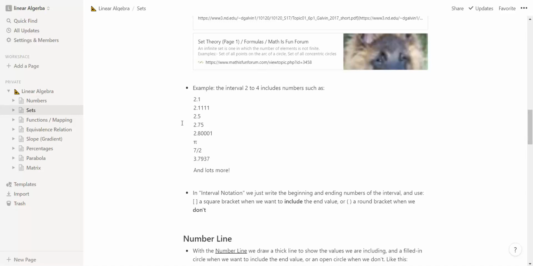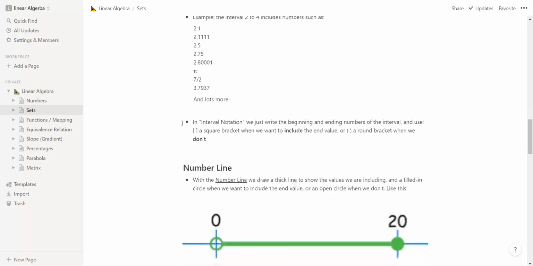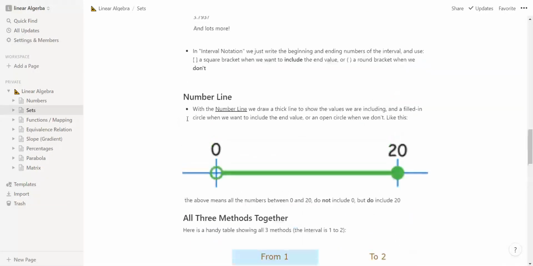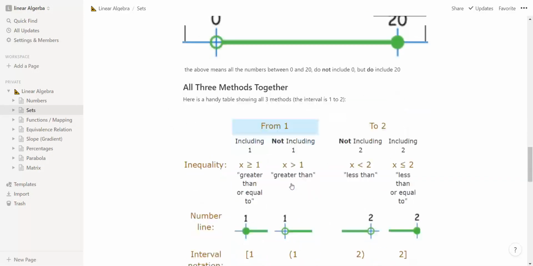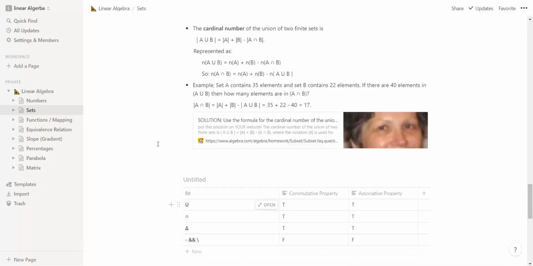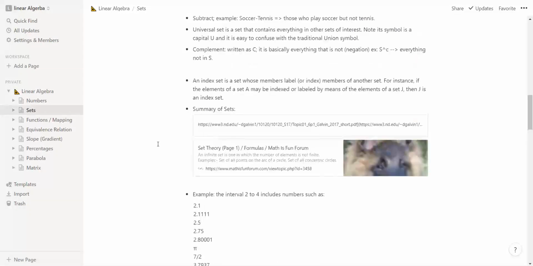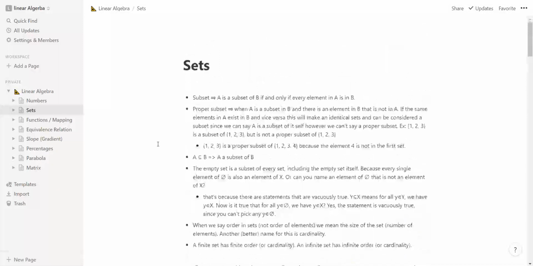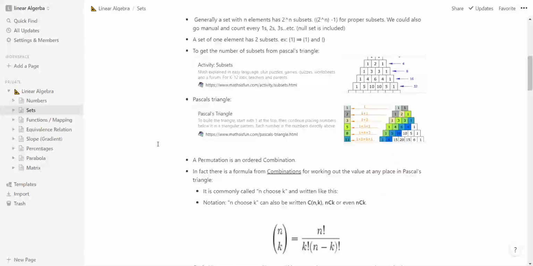Again, I think we will have to revisit all these. And then we have sets including and excluding, and the relationships where we have the commutative or associative property.